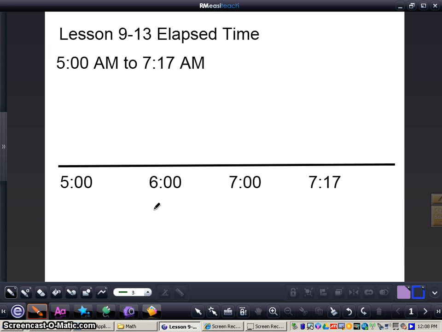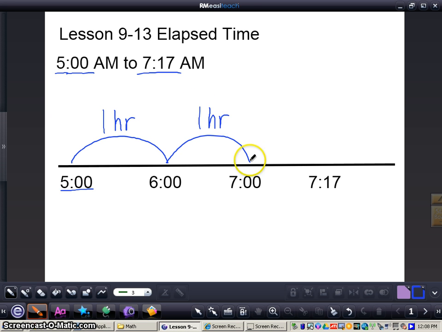Okay, so what I do is I start with my initial time, so I start with 5 o'clock, and then I'm going to make intervals and get all the way to 7:17 a.m. Okay, so I know from 5 o'clock to 6 o'clock, that represents 1 hour. 6 o'clock to 7 o'clock, that's another hour. And then 7 o'clock to 7:17, that's 17 minutes.